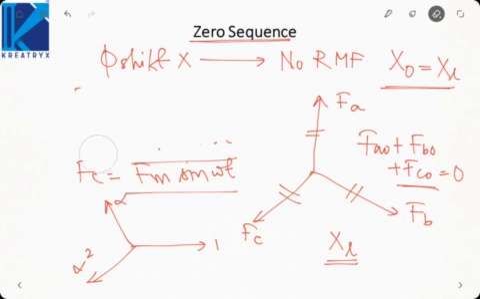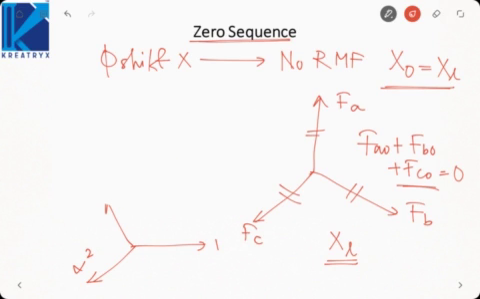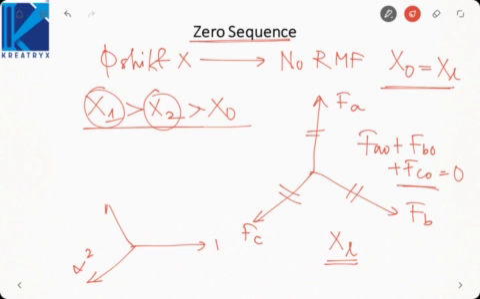Okay. So here we saw that X1 is greater than X2. It will again be greater than X0, because X1 and X2 also had the armature reaction component, but X0 only has the leakage reactance. So this is the physical significance of the positive, negative and zero sequence reactances of the alternator.